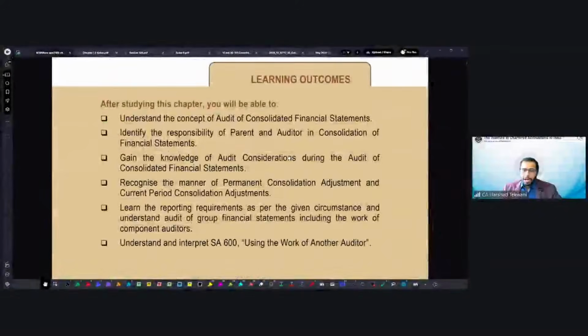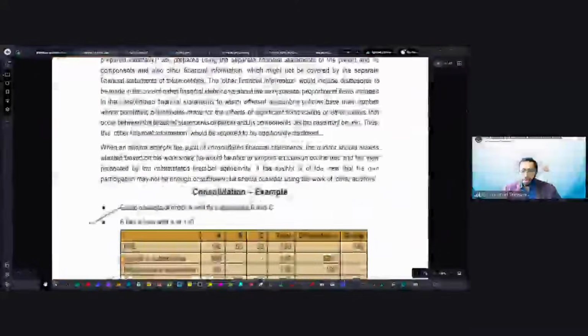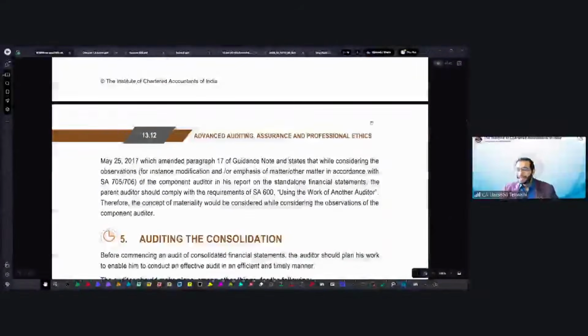So what we are going to discuss today is what the consolidation adjustments are. Till now we have understood the parent auditor, the responsibility of the parent auditor, and the responsibility of the management. We have discussed the concept of the consolidated financial statement and the audit of it. Now we are going to understand more about the adjustments that are required to be made for the purpose of consolidation. When I talk about adjustments, there are basically two types with respect to consolidation. One is the permanent adjustment, and the second is the temporary or current adjustments.